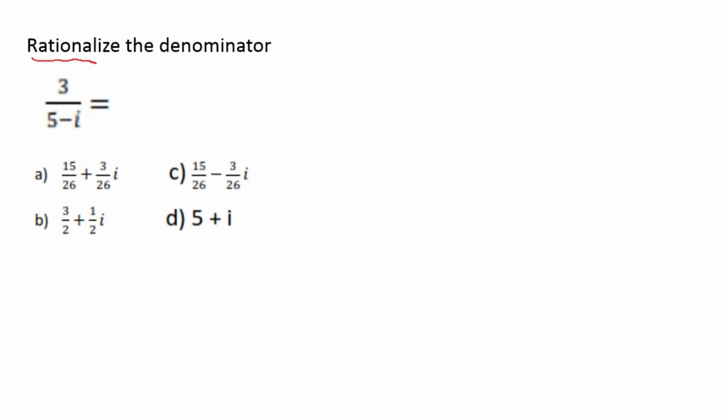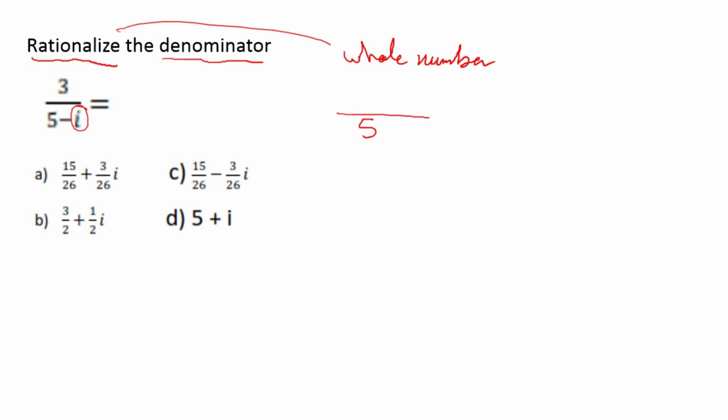Rationalize the denominator. The meaning of rationalize the denominator is to write the denominator as a whole number, rational, integer, but not a complex or imaginary value. To write 3 over 5 minus i and rationalize the denominator, I need to multiply by the conjugate of 5 minus i. The conjugate of 5 minus i is 5 plus i. So I'm going to write 5 plus i up and 5 plus i down.